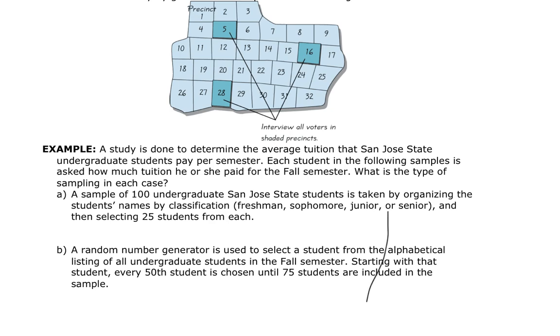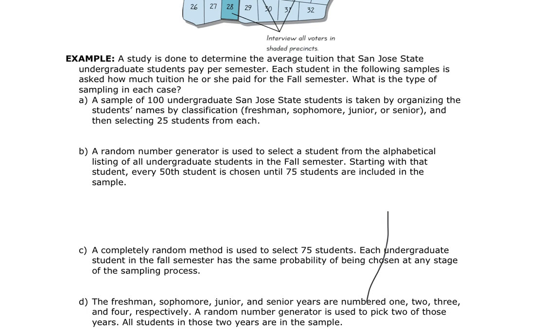Let's take a look at the next one. I don't know why I put that line there, so let me just erase that. A complete random method is used to select 75 students. Each undergraduate student in the fall semester has the same probability of being chosen at any stage of the sampling process. This is simple random and probably without replacement, so it is unlikely we're going to put those names back in.